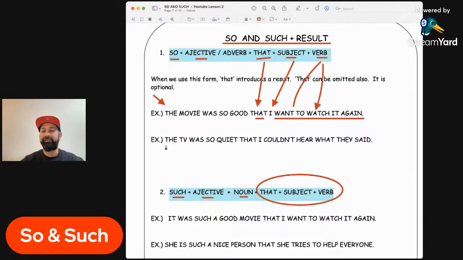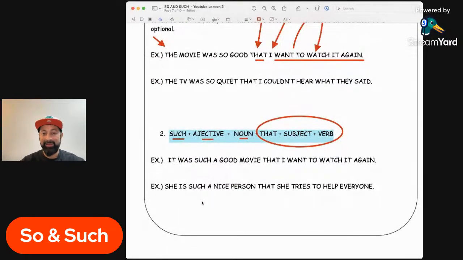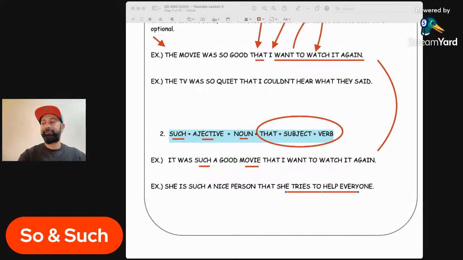Let's look at the next example. The TV was so quiet that I couldn't hear what they said. We're providing extra information. Now let's look at the bottom. It was such a good movie that I want to watch it again. It's the same as the top example, but I've included the noun, movie, so I'm using such. The final example is, she is such a nice person that she tries to help everyone. This is the extra information about her being very nice. Okay, so does that make sense so far? Does everybody follow so far?